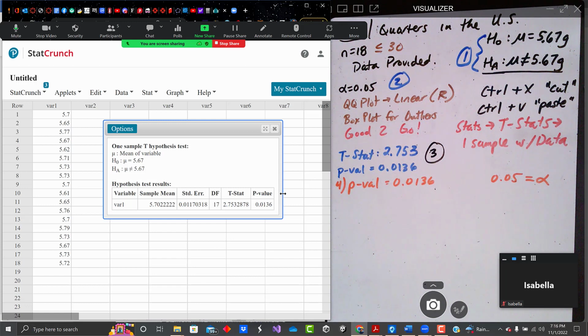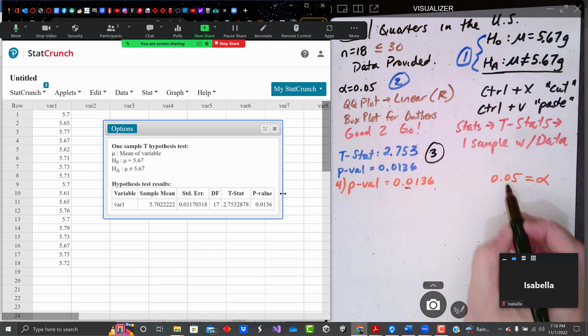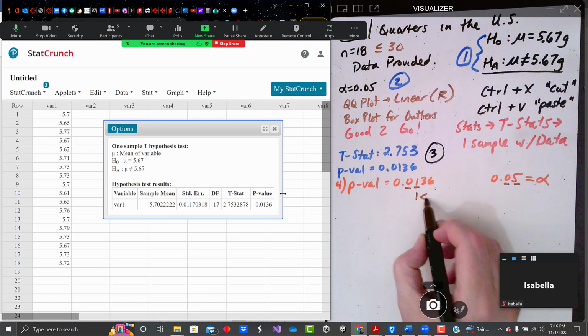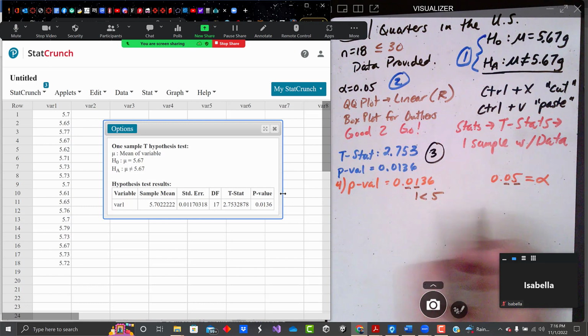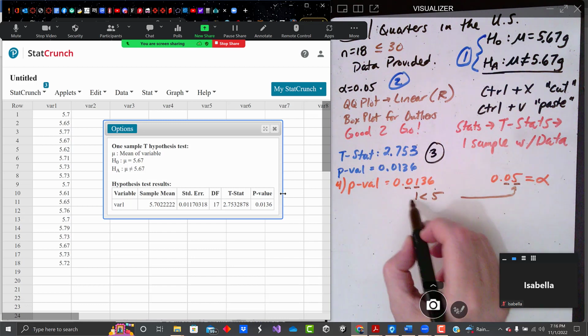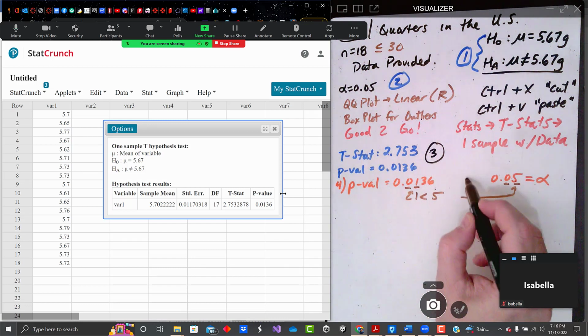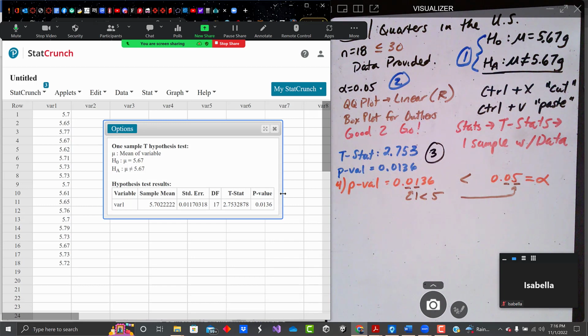And the way you want to compare is just go left to right. The first decimals match up, 0, 0. Then I've got a 1 and a 5. 1 is less than 5. So 0.0136 is less than 0.05. That's just a reminder because I've seen students mess that up before. They commonly mess it up.